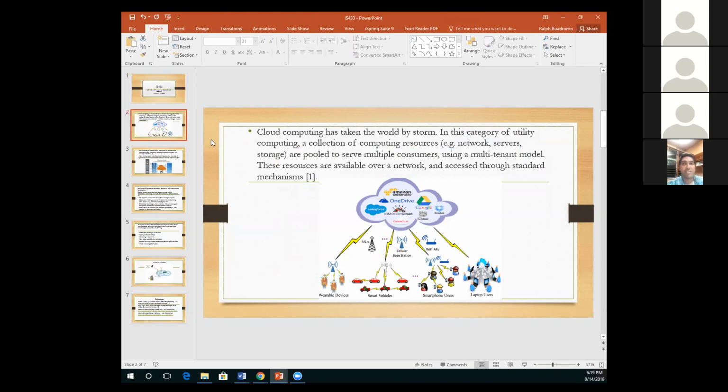I've pasted an image over there. I hope you all can see it. It shows basically the users, such as those who are using smartphones, laptops, anybody who's wearing a wearable device, or if you are into smart vehicles. I don't think there's any in Fiji, but mostly overseas. So all of these are connected to a cloud.